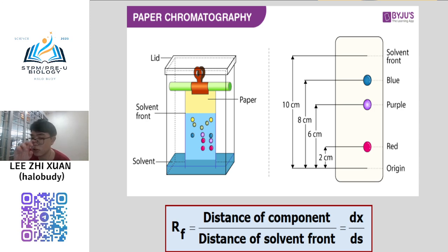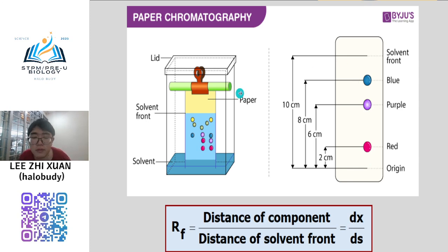The most important thing to know in the theory is the origin here, where you dot the sample. The sample is not poured directly. You cannot pour it here. You just dot a few dots only. Based on your sample, if your chromatography paper is very big, you can drop many samples.